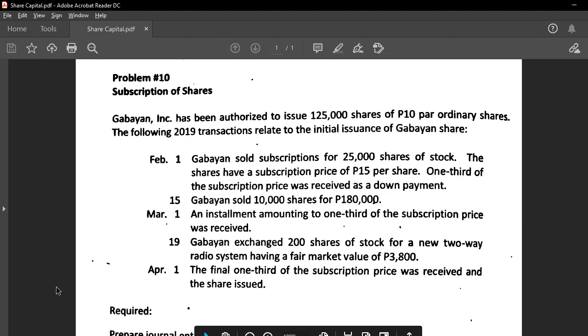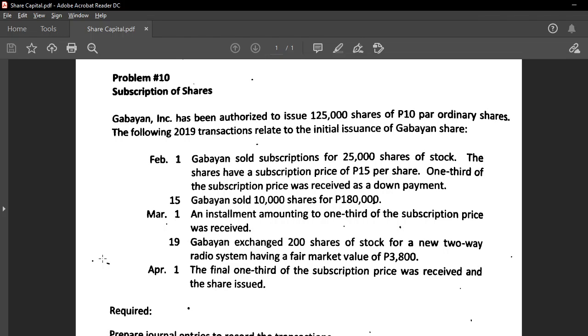Subscription of shares. In this problem, we are required to prepare journal entries to record the transactions. If you want to read the whole problem before proceeding to the answers, you could pause the video for a while and then go on with the problem. So let us journalize these five transactions of Gabayan Incorporated.